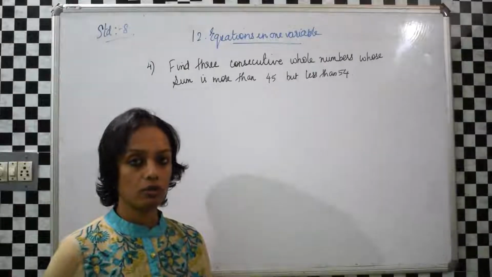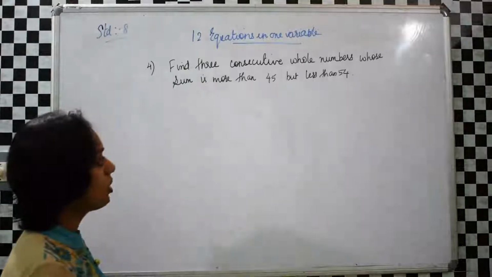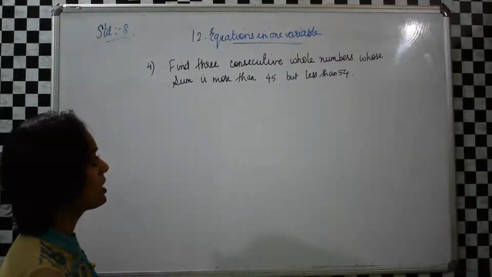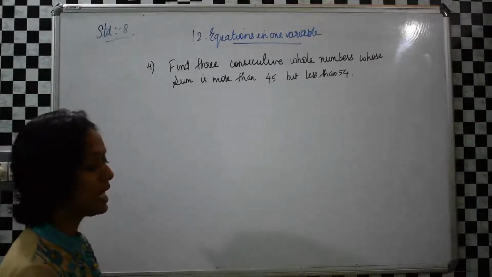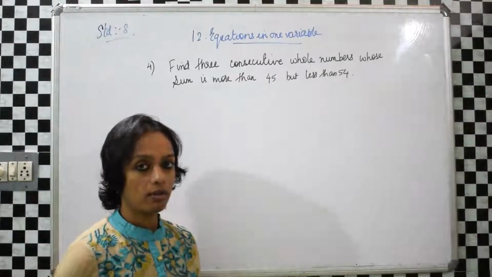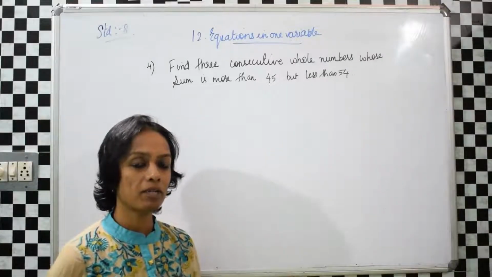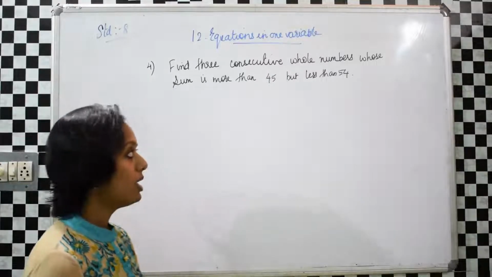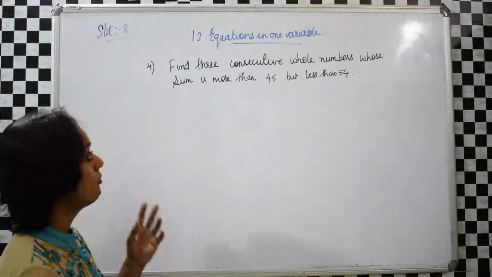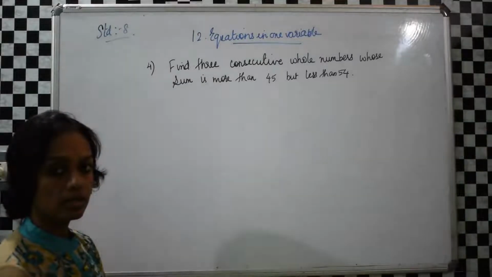Now let us go to the fourth question. Find three consecutive whole numbers whose sum is more than 45 but less than 54. It's a very different type of sum but it's a very easy one. Now let's go part by part. Find three consecutive whole numbers.